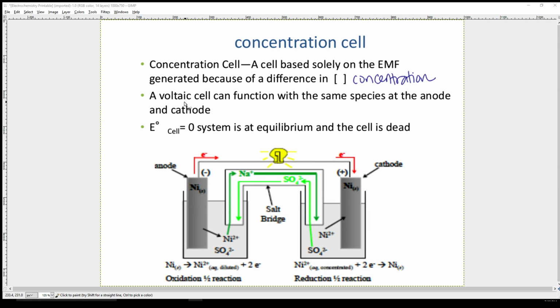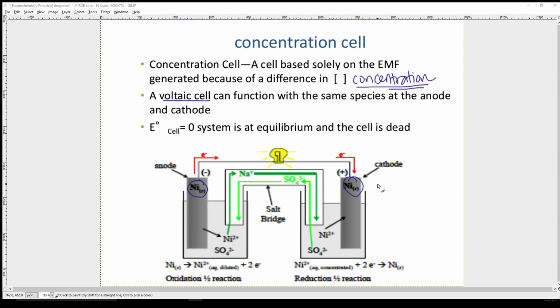So a voltaic cell, which is what we've been doing, cells that are able to run without any extra energy added in, can function if it has the same species at the anode and cathode. So if it has nickel at the anode and nickel at the cathode. What must happen though is that you must have different concentrations, because once the concentrations are equal, it stops working.